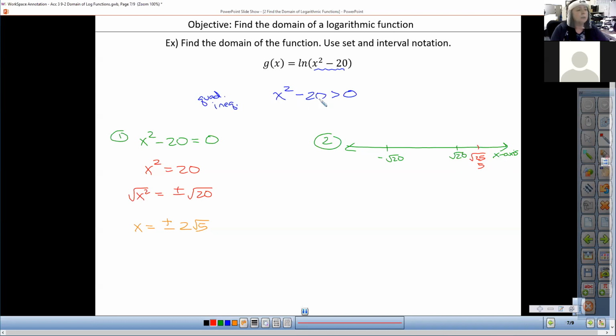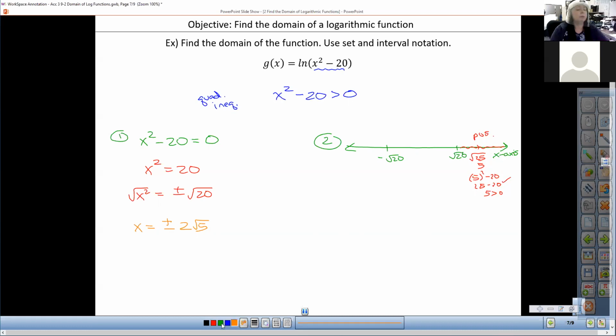So remember, our argument is x squared minus 20. So I'm looking at 5 squared minus 20. That's 25 minus 20, which is 5. Oh, well, 5 is greater than 0. It's positive. That means this section is going to be part of my domain. And this is my work to justify that.